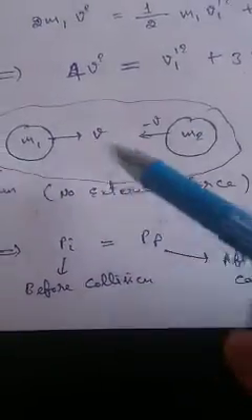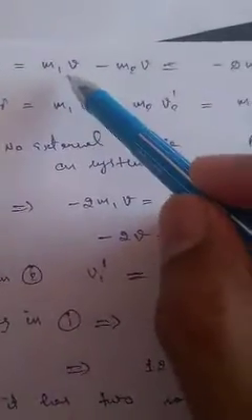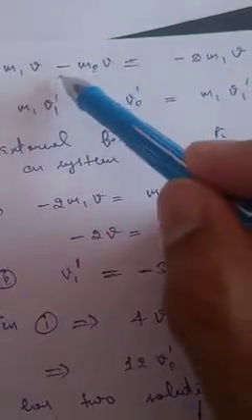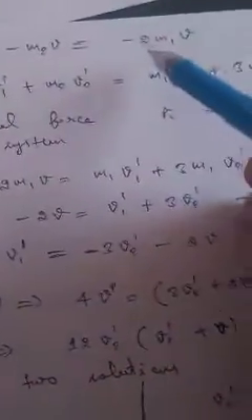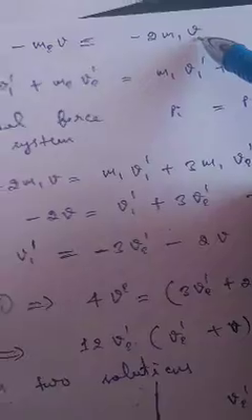So what we can say? We can say initial momentum before collision is equal to final momentum after collision. So how will you write? Initial momentum m1 v minus m2 v. Why this minus sign? Because it is opposite velocity. So now you can put m2 is equal to 3m1, so it will become minus 2m1 v.